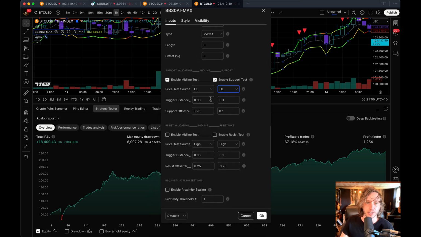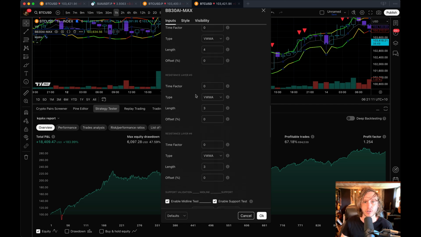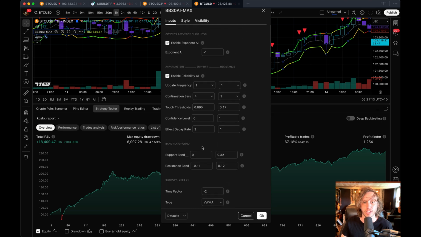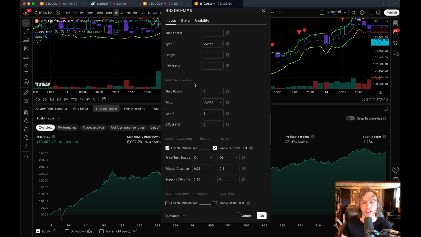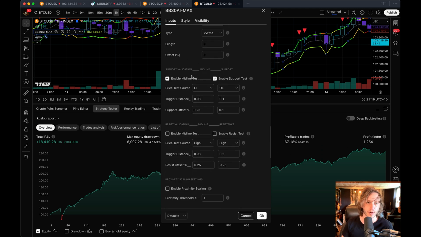If I was going through and actually building the strategy, I would try a few other options in here and a few other options with trigger distance and support offset. This isn't usually, I don't like starting with this. You want to get all of your support and resistance layers and some of this stuff worked out, and then I'll go to this. This is why it's down here further.